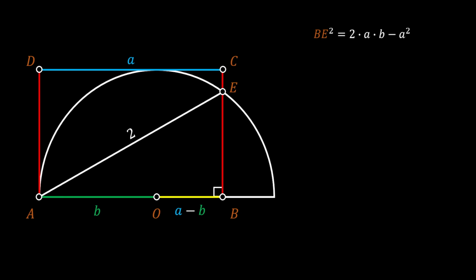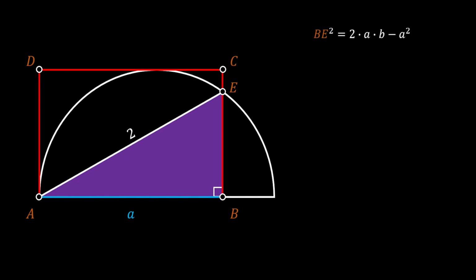Now if we slide our line a down to the line AB, you can see that AB also has the length of a. And you can notice another purple right triangle ABE. We can write the Pythagorean theorem for this one as well. So a squared is equal to AB squared plus BE squared. Now we can substitute our values and get the following.